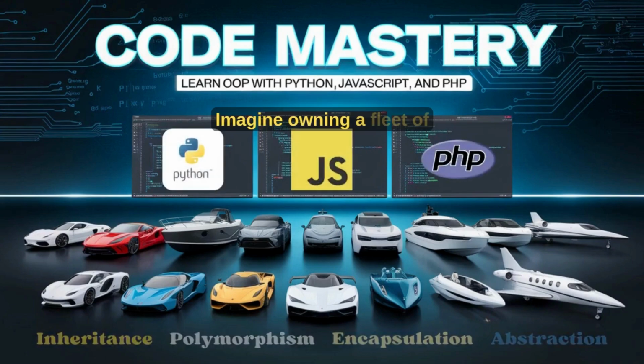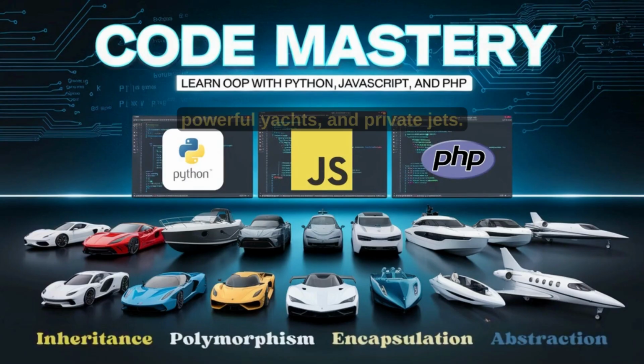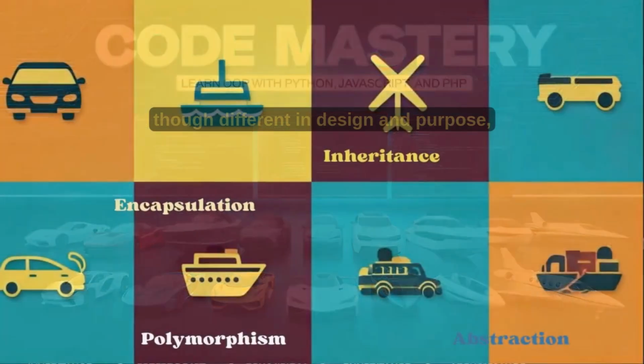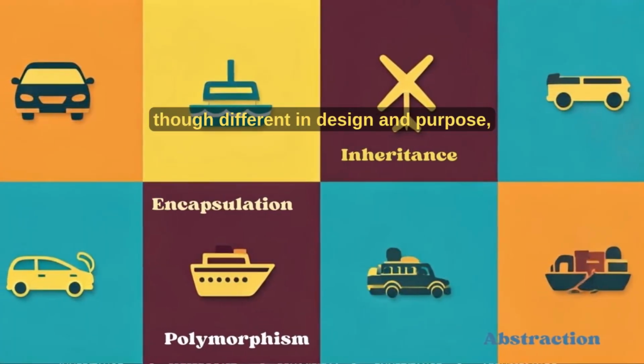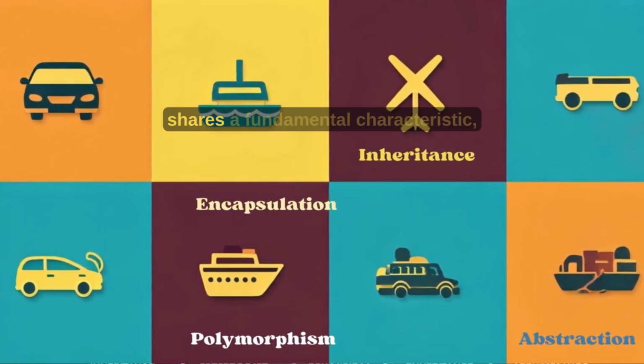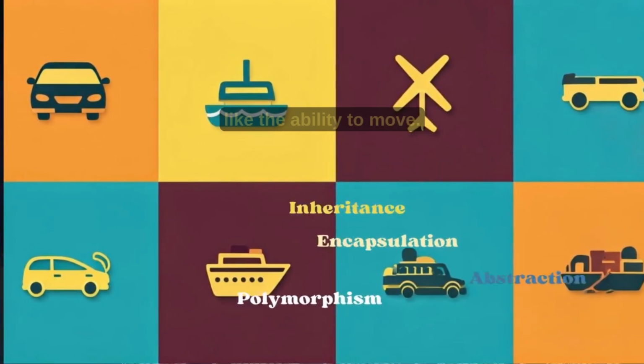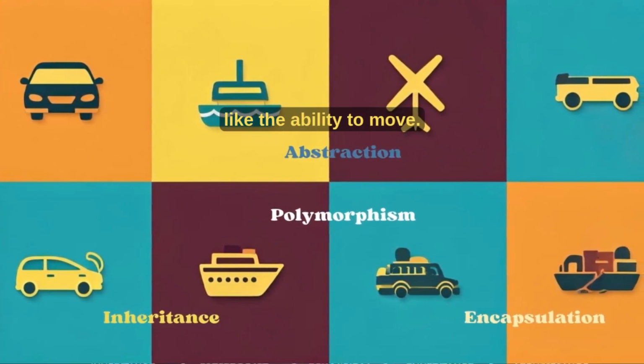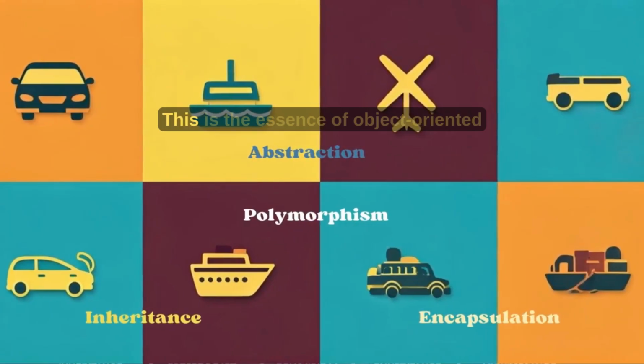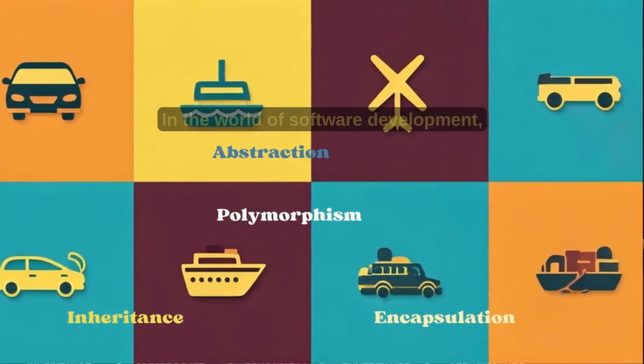Imagine owning a fleet of vehicles, sleek sports cars, powerful yachts, and private jets. Each vehicle, though different in design and purpose, shares a fundamental characteristic, like the ability to move. This is the essence of object-oriented programming.